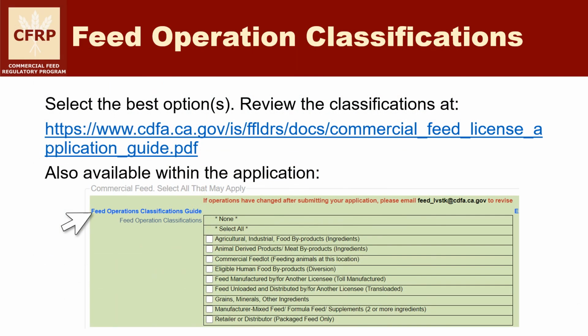Before selecting from these 9 feed operation classifications, it is helpful to click on the Feed Operations Classification Guide blue link to view all the types of feeds and descriptions which fall into each category and choose the best options for your facility. This document explains the feed operation classifications and outlines each type of feed that falls under each classification. Review this document with someone from your firm that is familiar with all operations of the location prior to completing the license application so that you can make the best selections.